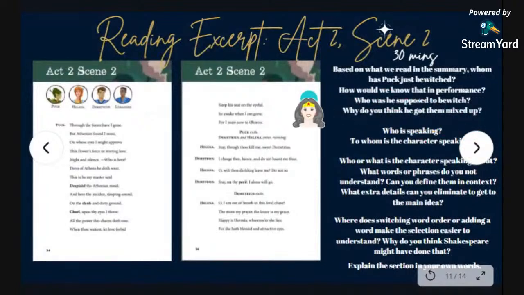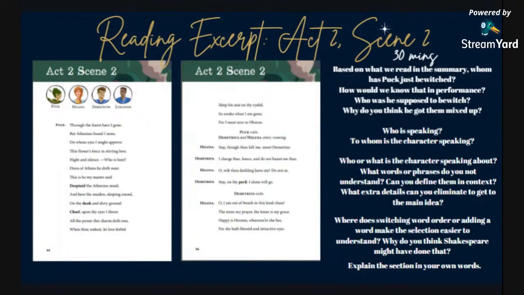Okay. Then they'll move on to read a reading excerpt of Act 2, Scene 2. For this, students will look at pages 54 to 56 of their readers and underline the act and the scene, then identify whether the scene is in verse or prose and label it accordingly. The teacher will point out to students that although the scene is in verse, it is not in iambic pentameter.